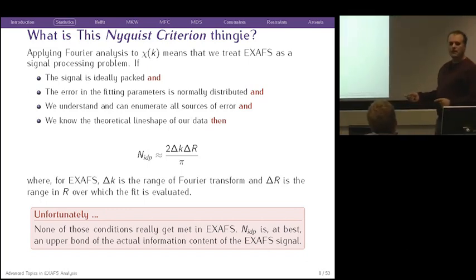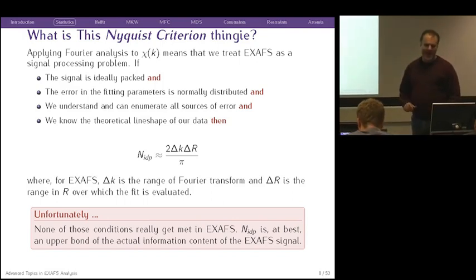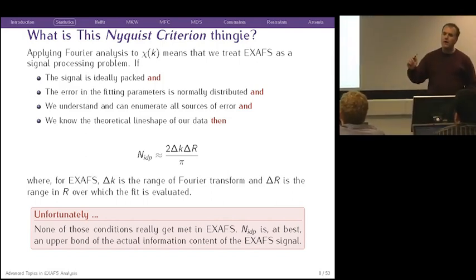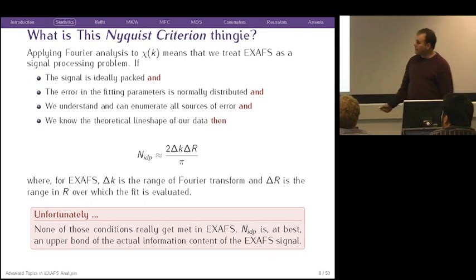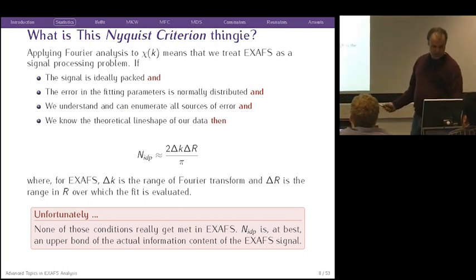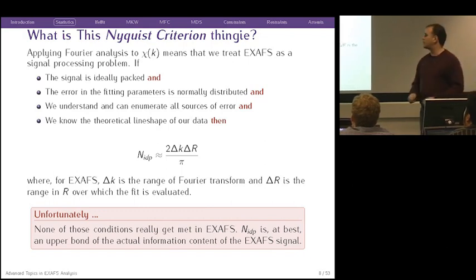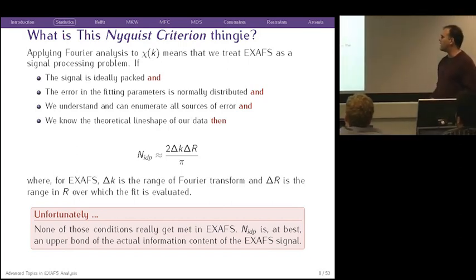The signal is ideally packed, and the error in the fitting parameters is normally distributed, and we understand and can enumerate all of the sources of error in the measurement, and we know the theoretical line shape of the data. If all of those things are true, then the number of independent points in the data, the number of parameters you can extract from the data, is approximately 2 delta k delta r over pi.